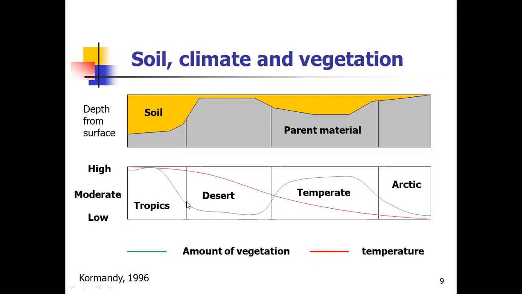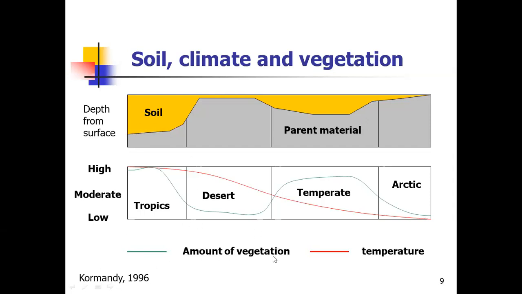In the tropical region, temperature is high throughout the year. Because the temperature is high, you get more weathering, so you have more physical as well as chemical weathering, and the amount of soil that is formed is much deeper. So the depth of soil is more, and the depth of parent material is less.